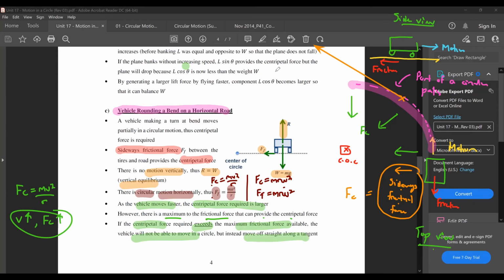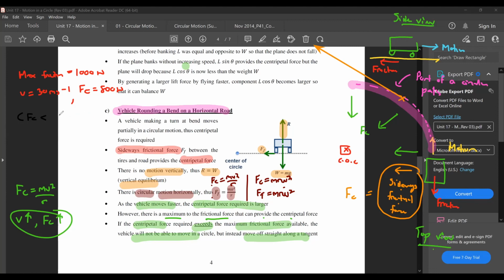So to illustrate with some values, let's just say, for example, my max friction is 1000 Newton. And then I move with a speed of, say, 30 meter per second. My centripetal force required is, say, maybe now 800 Newton. So in this case, my Fc is still less than the max friction. You can still move in a circle.